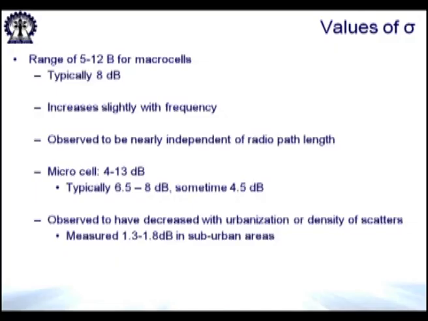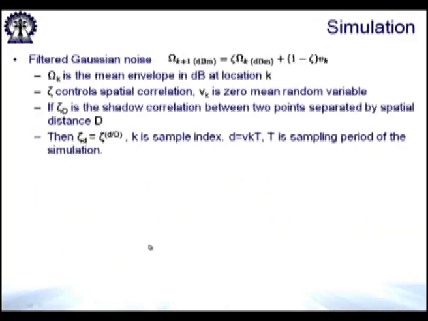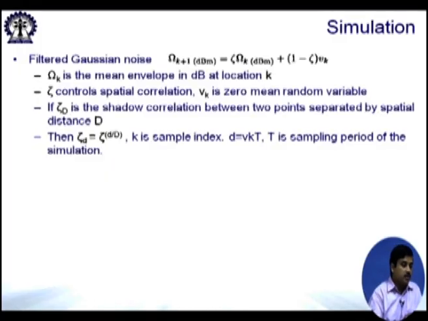For microcells, it has been found to be around 4 to 13 dB, typically in the range of again 6 to 8 and sometimes going to 4.5 dB, and it has also been found to decrease with urbanization or density of scattering. If there is too much, it has been found to decrease to 1.3 to 1.8. There is also a method to simulate these shadowing values, which would be added to the path loss exponent.